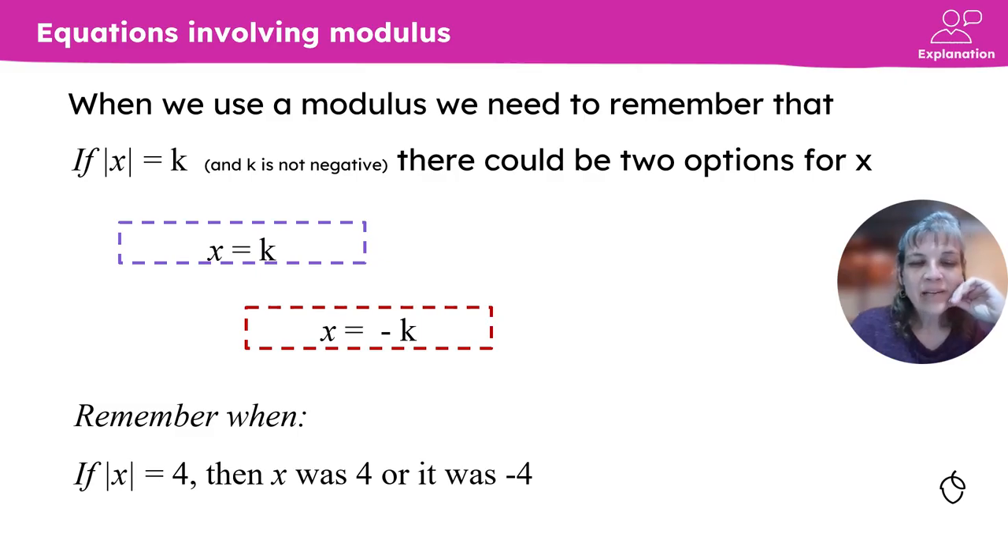Remember when we had the modulus of x is equal to 4, then it could have been 4, or it could have also been minus 4. So there were these two different options. So whenever you run into something in a modulus, you have to consider that what was originally in the modulus could have been negative or it could have been positive. And that leads us to, most of the time, have to consider two different options.